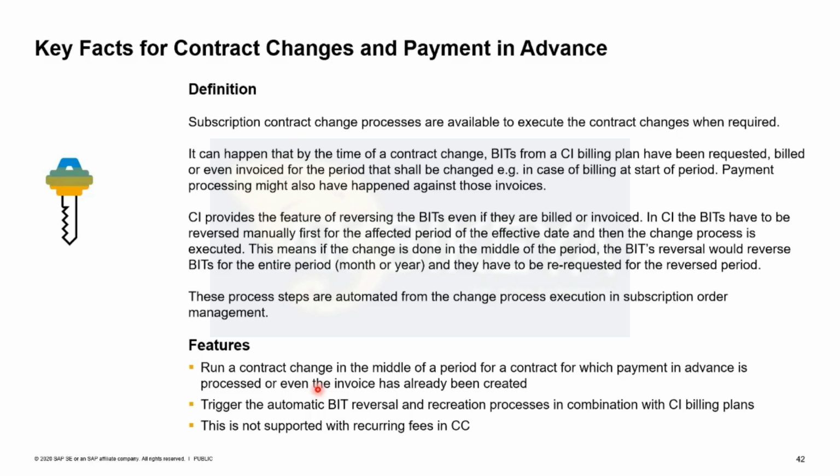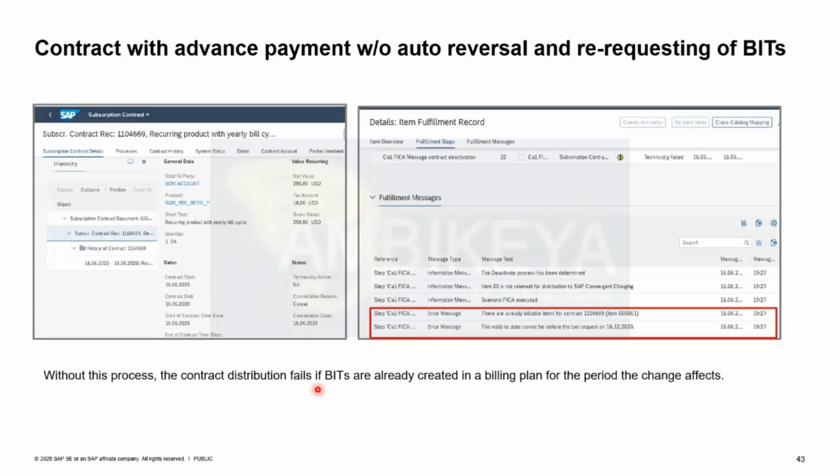And this feature works only with CI bits. With CC, this is still not supported. Okay, so when we execute a change to a contract with advanced payments, we used to receive such an error that there are already billable items for a contract.